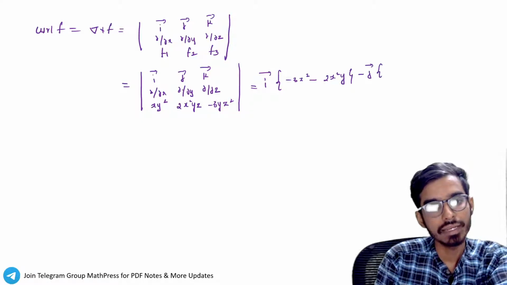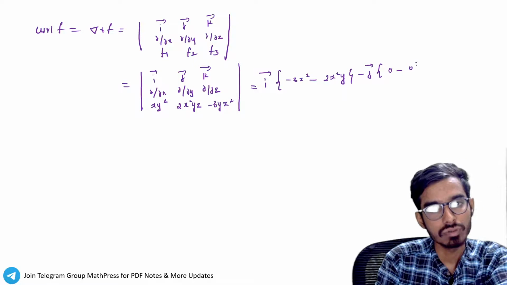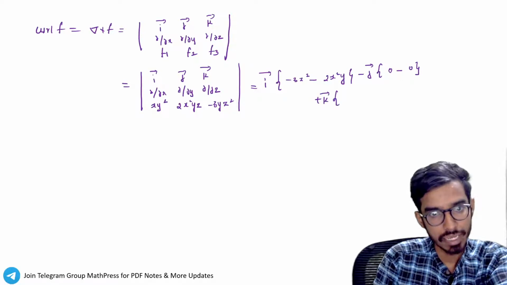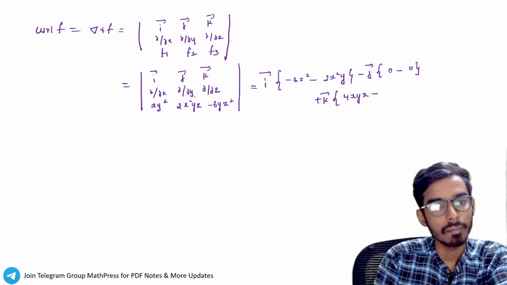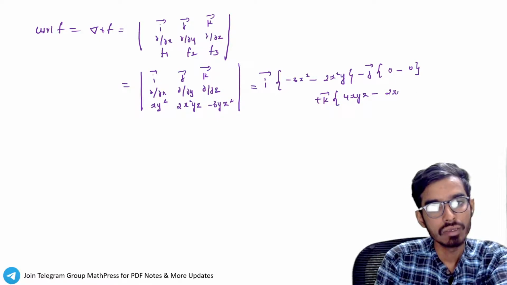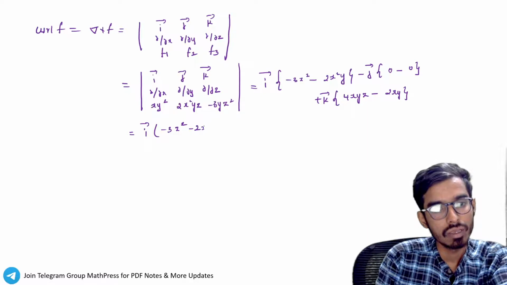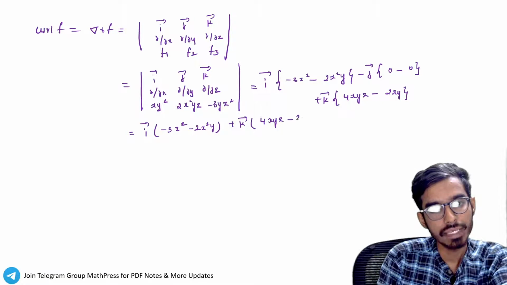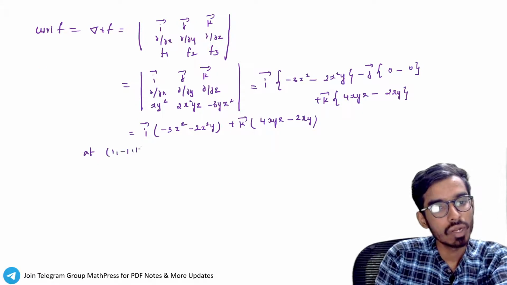So minus j vector into ∂/∂x of this is 0, minus, again this will be 0, plus k into ∂/∂x of this will be 4xyz, minus ∂/∂y of this will be 2xy, right? This is the curl of f. So i into minus 3z square minus 2x square y, plus k into 4xyz minus 2xy is the curl of f. Now we need to find the value at the point (1, -1, 1).